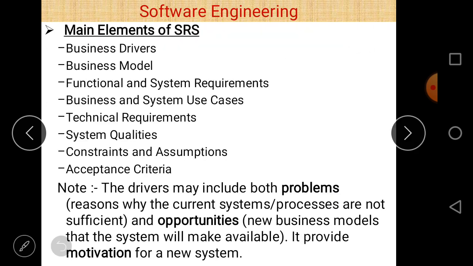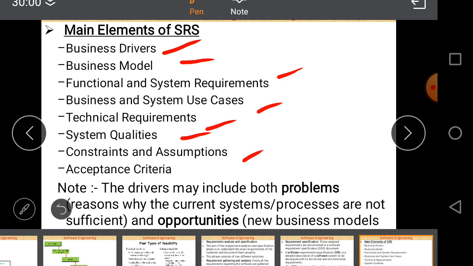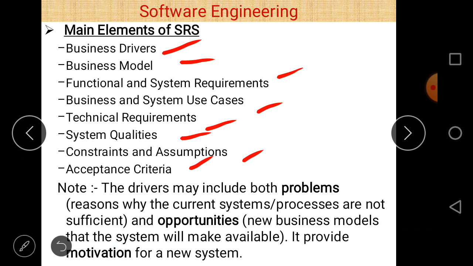And here are some main elements of SRS. These elements are business drivers, business models, functional and system requirements, business and system use cases, technical requirements, system qualities, constraints, assumptions, and last is acceptance criteria. So these are the basic or main elements of SRS. SRS contains this type of information: business drivers, business model, functional and system requirements, business and system use cases, technical requirements, system qualities, constraints and assumptions, and acceptance criteria.